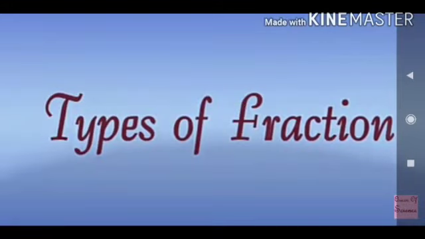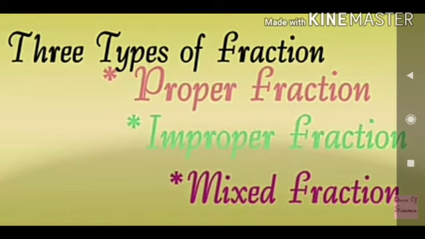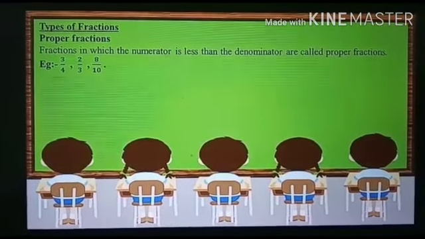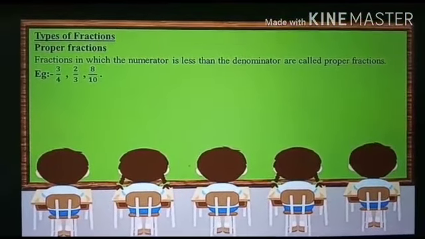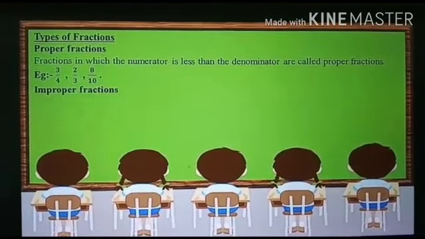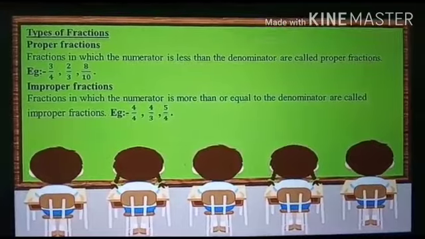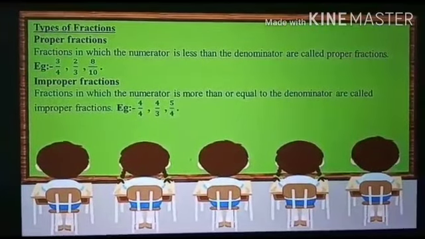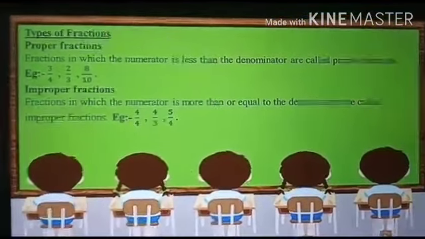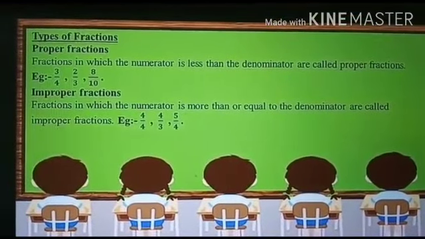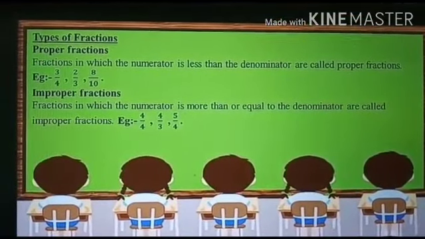And there are 3 types of fractions. First type, proper fraction. Second type, improper fraction. And third type, mixed fraction. Proper fractions are fractions in which the numerator is less than the denominator, for example 3 upon 4, 2 upon 3, 8 upon 10. Improper fractions are fractions in which the numerator is more than or equal to the denominator, for example 4 upon 4, 4 upon 3, 5 upon 4.